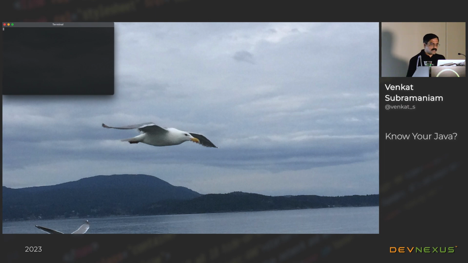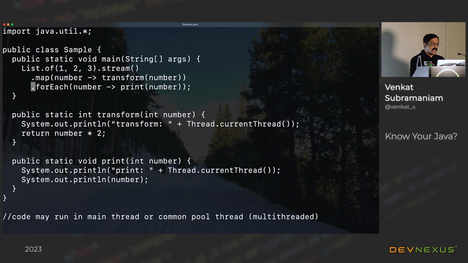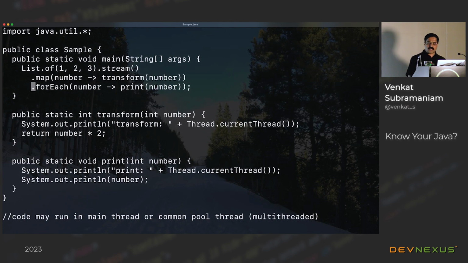So this one is going to be a problem where I have a list, as you can see in here. And the list dot stream, I'm going to first of all just go ahead and execute the stream right here. So when I run the code, you can see it's saying transform main, and then print is in main, transform is in main, print is in main. So everything here is running in the main thread, so there is no surprise over here.